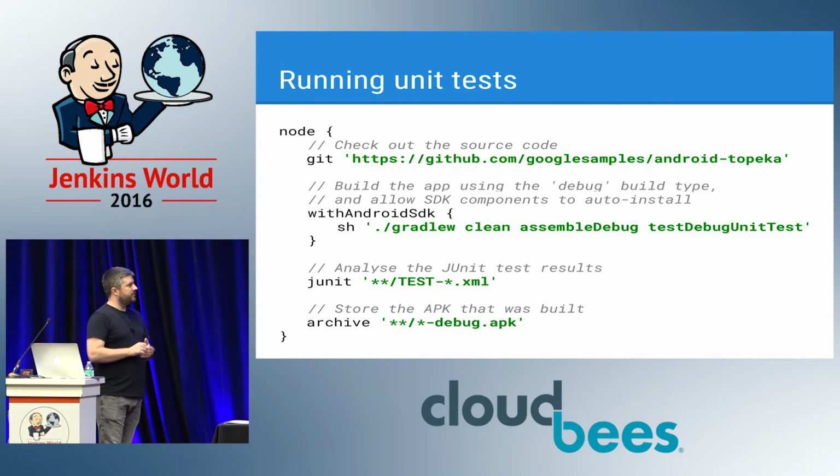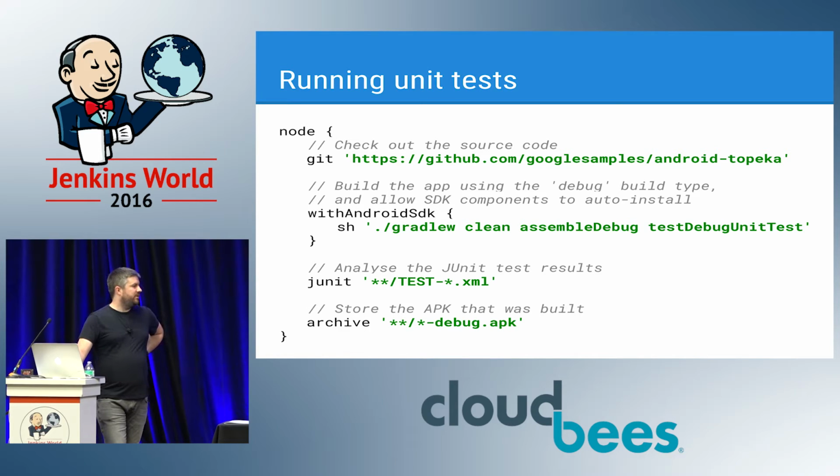So once again, we need a job. This is very similar to the previous one. The only difference here is a couple of things. Along with just building the APK, we're also running the unit test. So we're just saying test debug unit test. That's the name of the target.